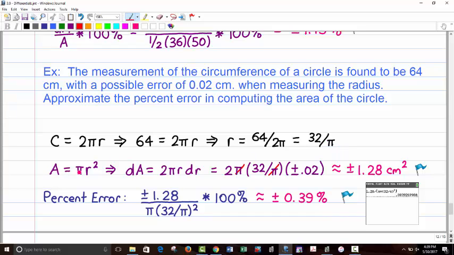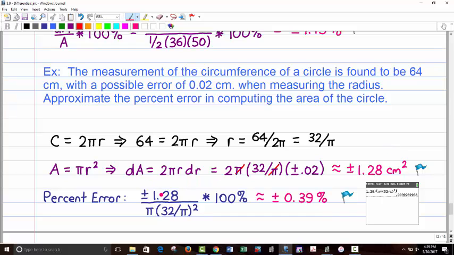So then if area equals pi r squared, dA would be 2 pi r dr. And now we have what r is. So it's 2 pi. See, now that's why I left it this way. The pi's conveniently cancel out. So it's 2 pi times r, which is 32 over pi, times plus or minus 0.02. And that would work out to be plus or minus 1.28 centimeters squared.